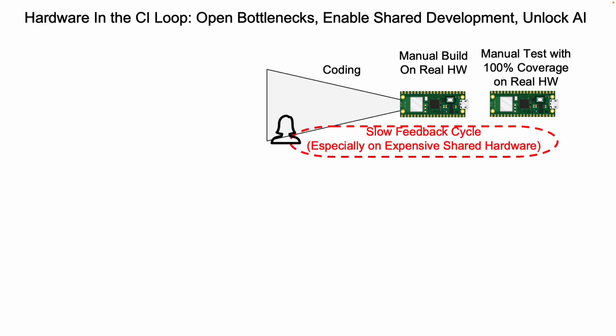Now, we all know that this results in a slow feedback cycle. Here we're showing some embedded boards that are very inexpensive, but that end assembly could be very expensive in tens of thousands or even millions of dollars when trying to test on the very final hardware.